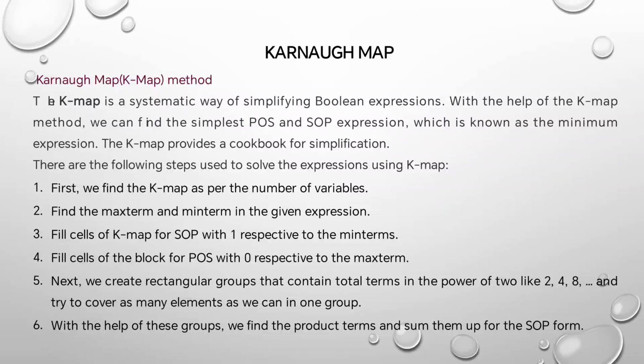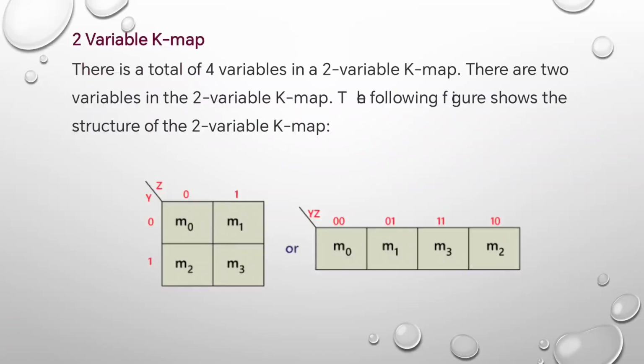Next, we have to create rectangular groups that contain a total number of cells in the power of 2, that is 2, 4, 8. Like this we have to try to form the elements into one group. With the help of these groups, we find the product terms and sum them up for the SOP form.